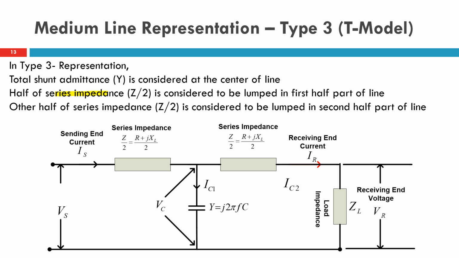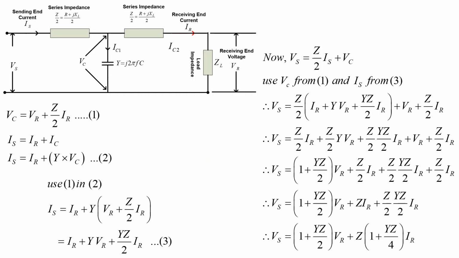That has been represented here. The entire shunt admittance of the line, that is Y equal to j 2 pi f C, is considered at the middle of the line, and the voltage across this capacitance is considered as Vc. Based on this, we will derive the ABCD parameters of this line.